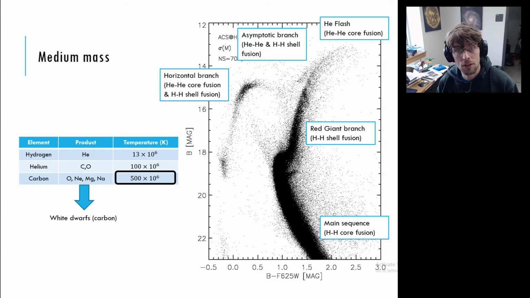The medium mass stars are not massive enough to collapse and fuse carbon together. So at this point, you've fused all of your hydrogen, you've used up all of your helium, you're left over with essentially a carbon star. Those we refer to as white dwarfs. So I said white dwarfs, but I prefaced it with helium white dwarfs. Generally, when you hear the term white dwarf, it's a carbon star.